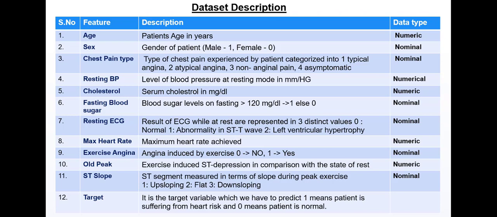Next comes the chest pain type. This is basically what is the type of chest pain the patient is experiencing, and it is categorized into basically four types of chest pains. One is typical angina, second one is atypical angina, third one is non-anginal pain, and fourth one is asymptomatic.